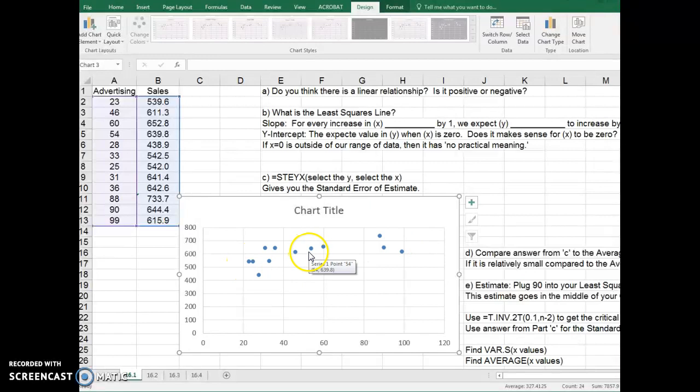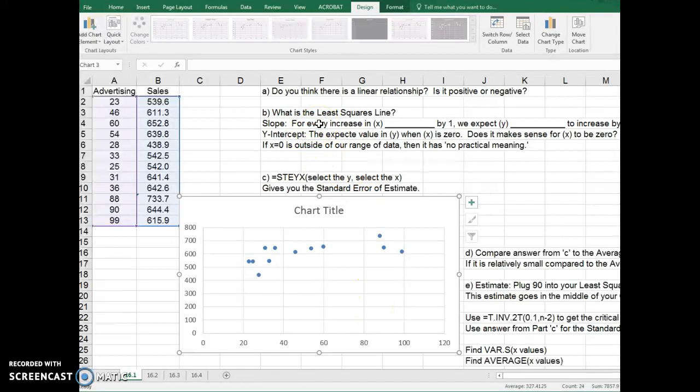Now, so that's part A. Do you think there's a linear relationship, and is it positive or negative? That would be positive, because as X is increasing, Y is increasing as well. That's a positive relationship. If these were going downward, if as X was getting bigger, Y was going downward, that would be a negative relationship.